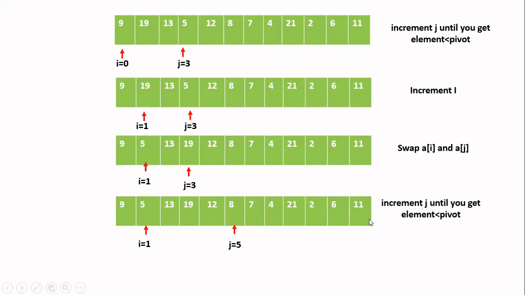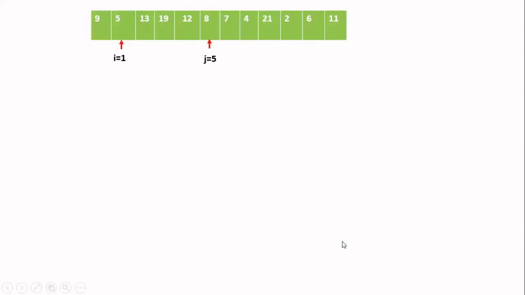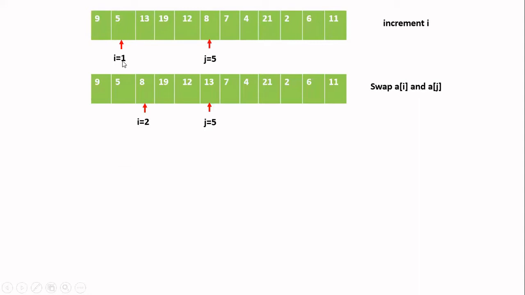Now what I have to do is, since I got an element which is less than the pivot element, I have to next increment i and swap A of i and A of j. Okay, so now I'm going to increment i, then I will swap A of i and A of j. So after that, when I increment i, before it was 1, now it will be 2. Now I have to swap A of i and A of j. That means 13 and 8 will be exchanged. So after exchange, I am getting this array: 9, 5, 8, 19, 12, 13 and so on.